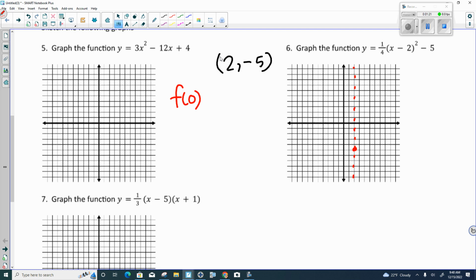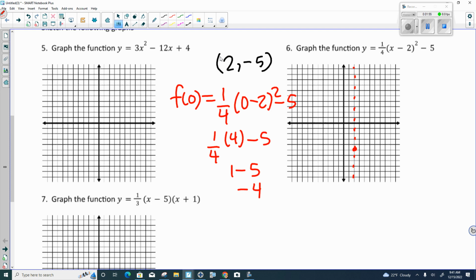It's only 2 away. So I've got 1/4 (0 minus 2) squared minus 5. And I'm just going to solve that side. This is going to help me find my y-intercept, which really doesn't matter. But again, I'm trying to find something that's close to my vertex. So 0 minus 2 is -2. -2 squared is 4. What's 1/4 of 4? 1. And you can plug it into your calculator. So another point that's on this graph is going to be 0, -4.